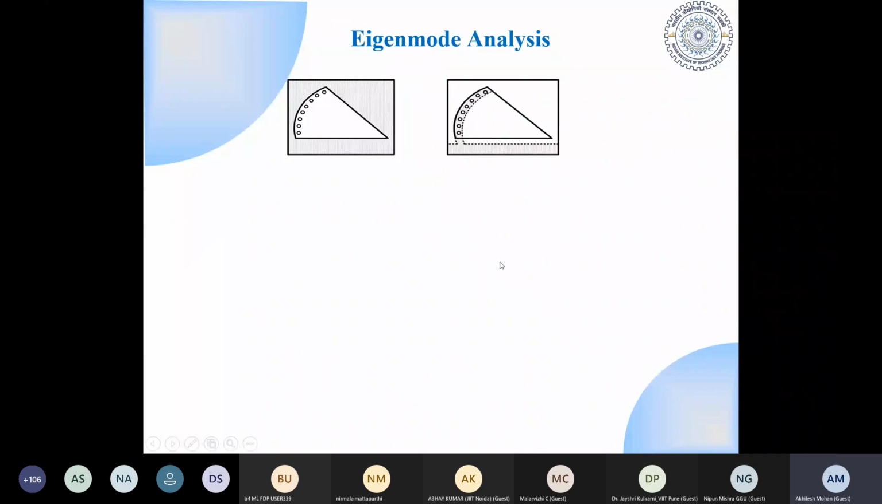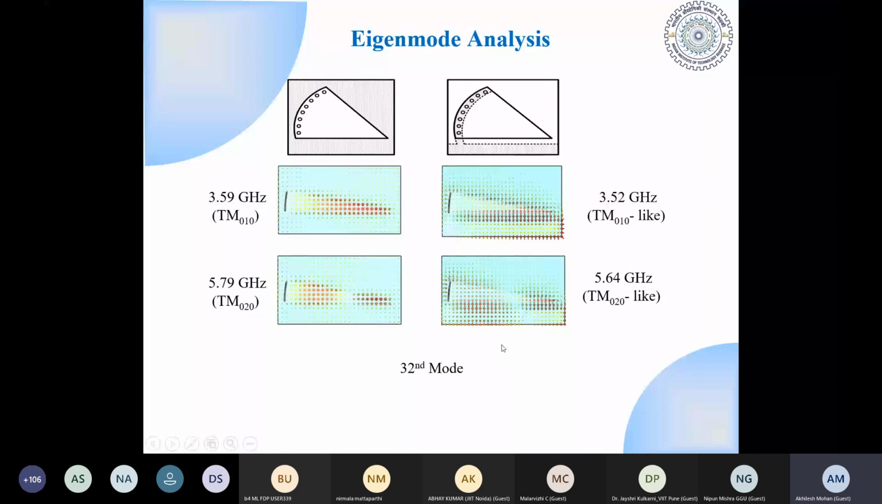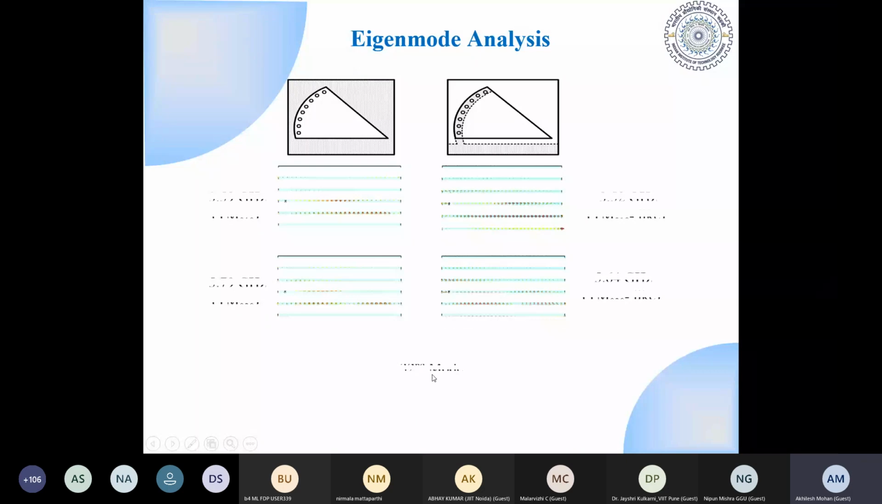So we did the eigenmode analysis, and what we found for the first mode and second mode, that is the TM010 mode and TM020 mode, are 3.56 and 5.56. If I remove the ground plane and make it a partial ground, with just a series of vias supporting the formation of the cavity, it is not a cavity, we will not call it a cavity. It will be TM010 and 020 like modes, similar modes, quasi modes. So they will have a similar field configuration. Similarly, as we move higher, with higher bifurcation 32, 64th, it will have similar, nearly the same fields. So that can be used for the design.